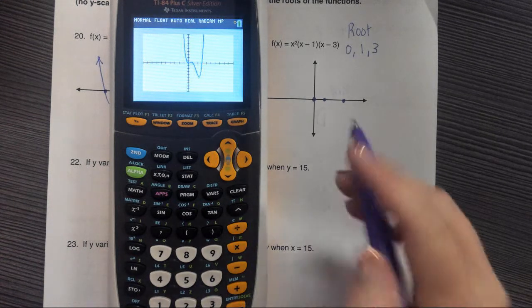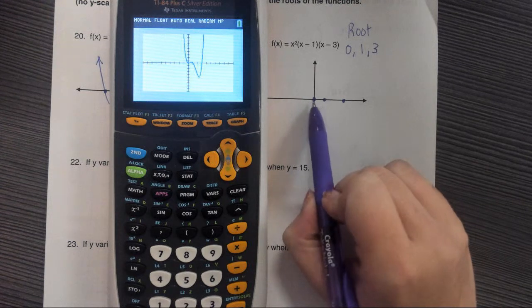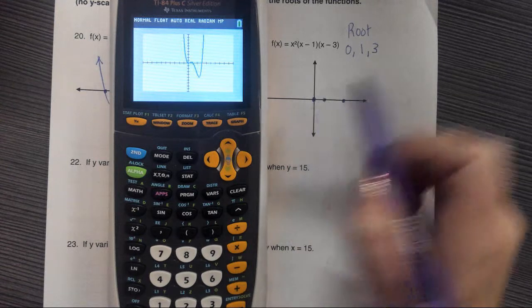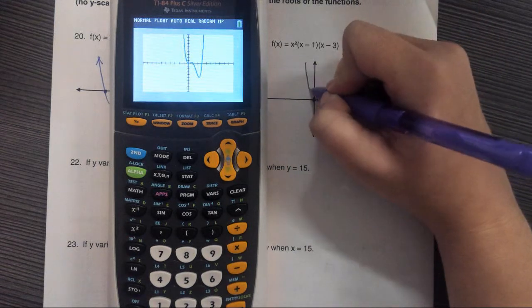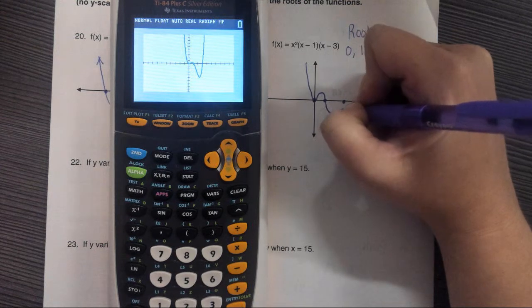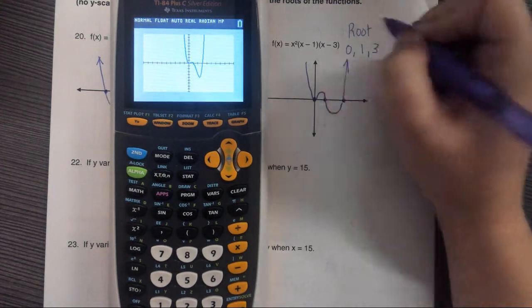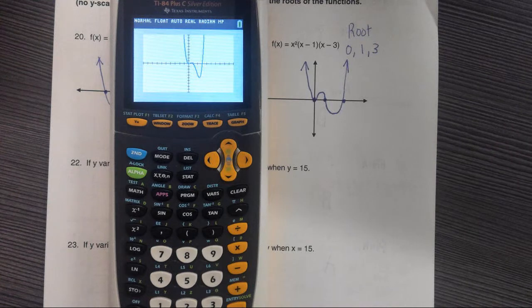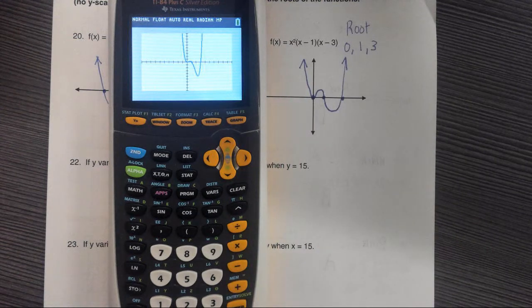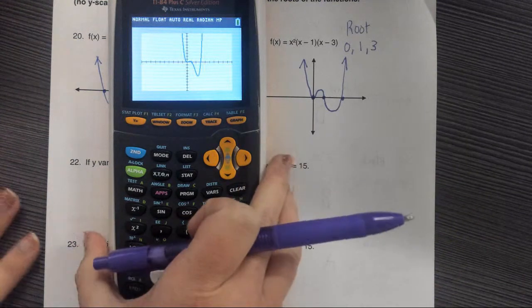So this one's a little hard to see, but you can get the overall idea. It has a bounce here at 0, and then it's going to come up and then cross. So I'm going to go down, do a little bounce up, crossing through 1, dipping before I come back up through 3. Again, it's not a perfect match in your graph, but roots are the most important thing that we're looking for here.